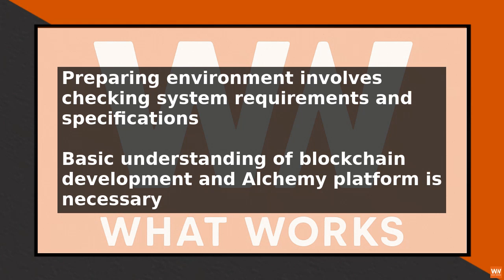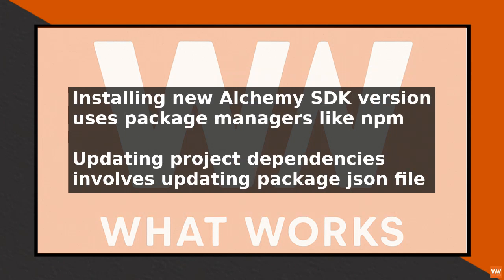The next step is to update your code to be compatible with the new version of the Alchemy SDK. This may involve updating function calls, data structures, and other code elements. You should refer to the Alchemy SDK documentation for guidance on what changes are required.